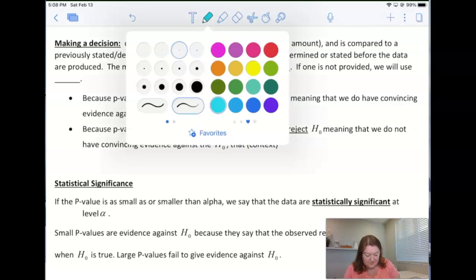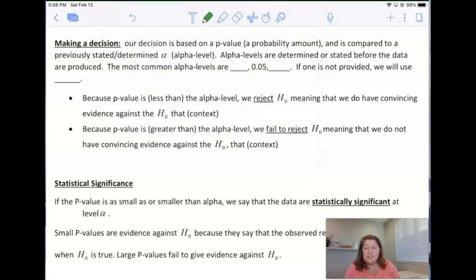So alpha levels are usually 10%, 5%, or 1%. And they're usually stated at the beginning of the problem. If they don't give you one, we're going to use 5% as our standard if they are not stated. So 5% is our standard.